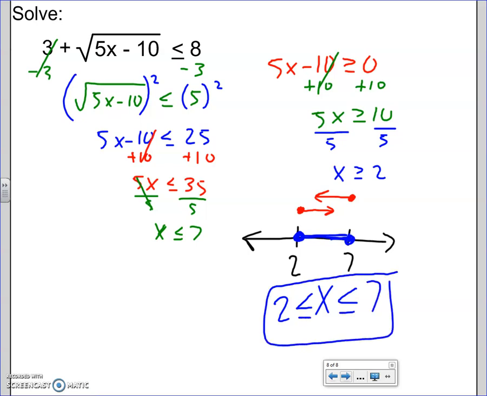If you're unsure, you can try a test point between 2 and 7, say 5 or 3. See if it's true or false. It's true. You try a test point on the left of 2, for example, 0 or -1 or 1, and it'd fail, it'd be false. You try a test point to the right of 7, for example, 10, and it'd fail, so that'd be false.